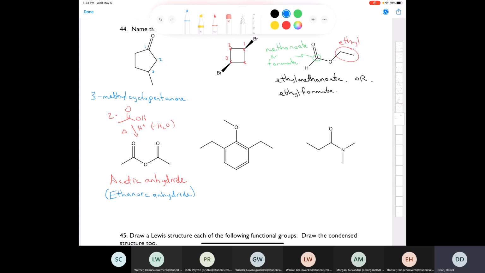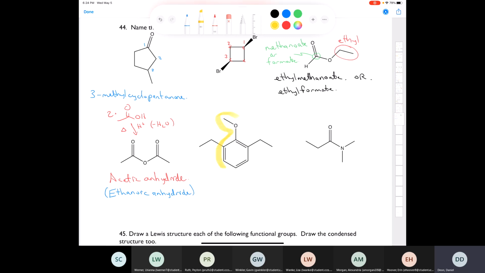Acetic anhydride is such a common reagent, comes up so often in organic chemistry that most people just use the common name all of the time. I would never use the IUPAC name or the systematic name of acetic anhydride. I just wouldn't do it. All right, this next one is a derivative of a common molecule that we looked at.